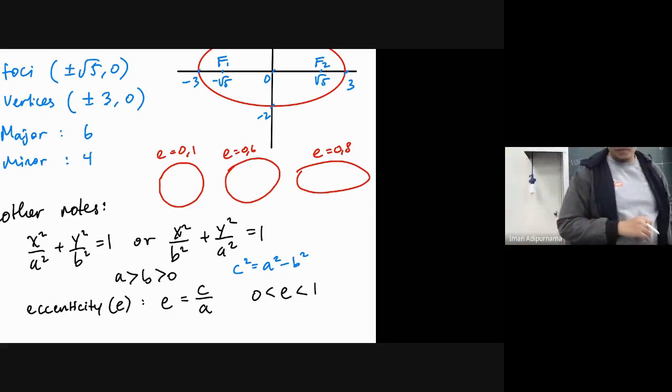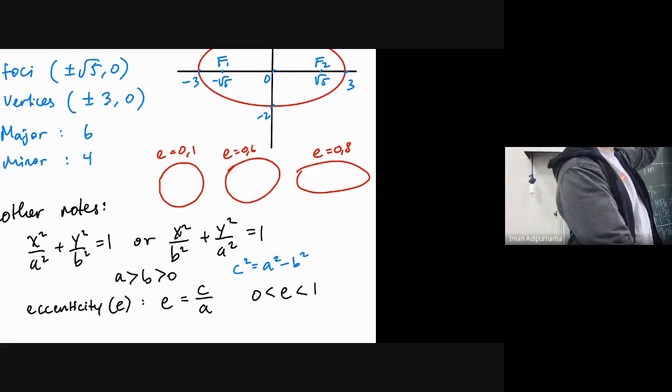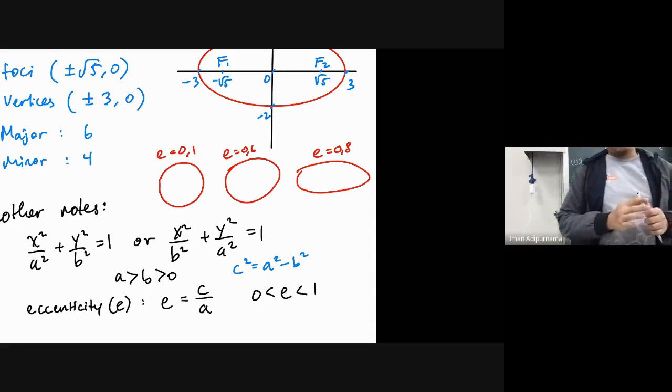Yeah, I think that's all for the ellipse. The key idea for all the conic sections is just to know the basic geometric equations, and to sketch and find the important points, like the focus and the vertex. Okay, I think that's all for today.